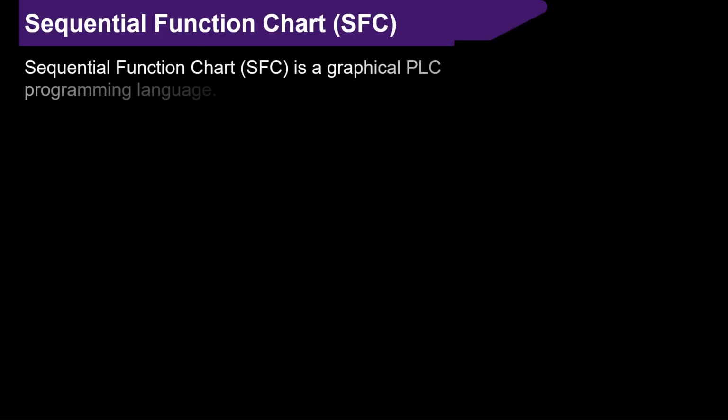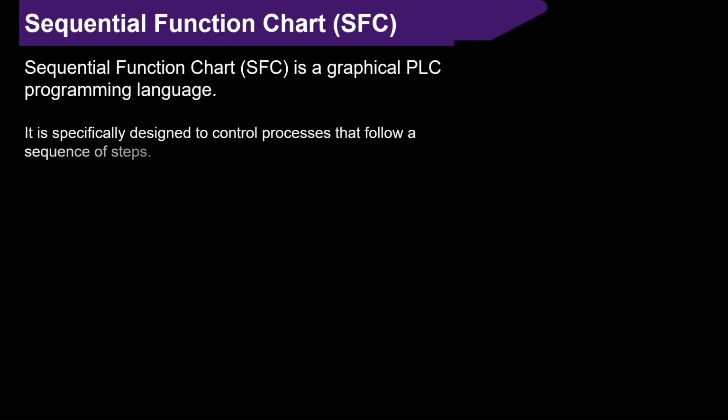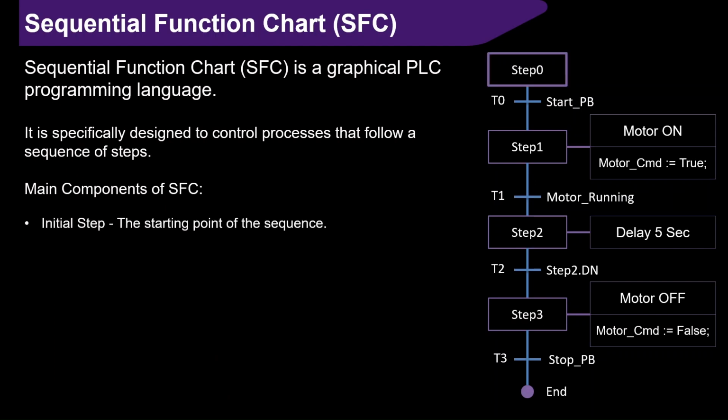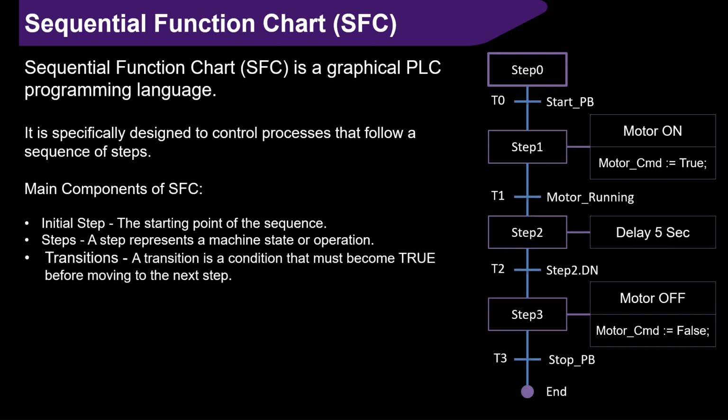Sequential function chart. Sequential function chart is a graphical PLC programming language. It is specifically designed to control processes that follow a sequence of steps as shown in the example. Main components of SFC. Initial step is the starting point of the sequence. Steps. A step represents a machine state or operation. Transitions. A transition is a condition that must become true before moving to the next step. Actions. Actions are the tasks performed while a step is active.